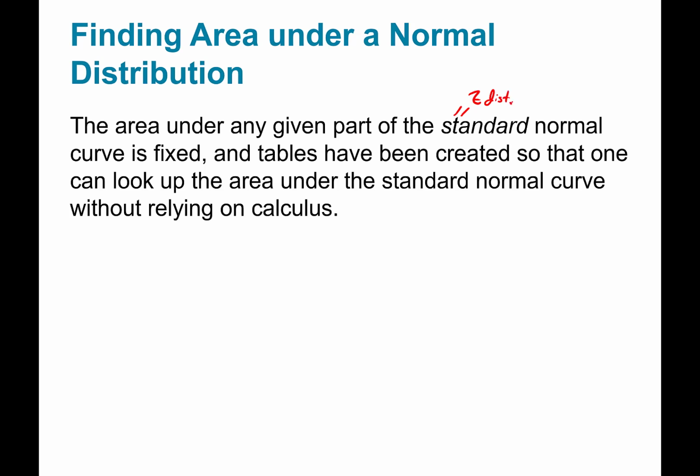So remember, this is just a normal distribution where the mean is equal to 0 and the standard deviation is equal to 1. So the area under this normal distribution, this special one, is fixed. And these tables have already been created so that we can find those areas, so we don't have to do the calculus. The calculus has already been done for you.